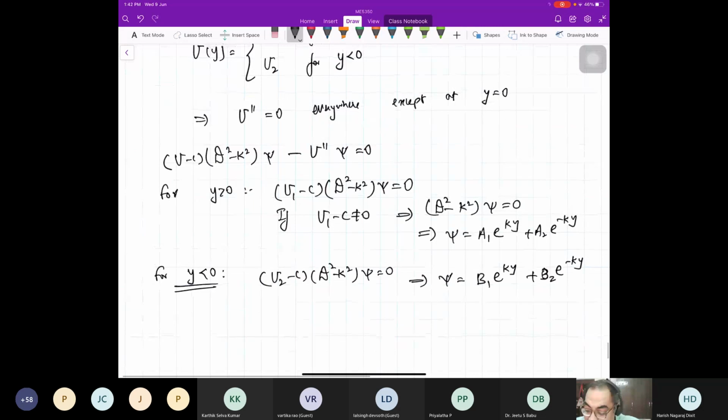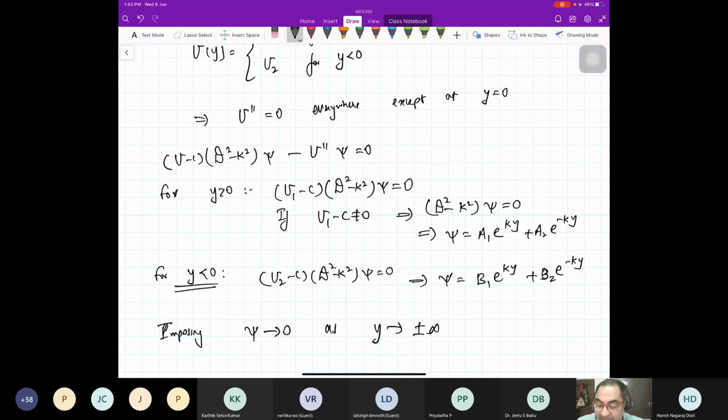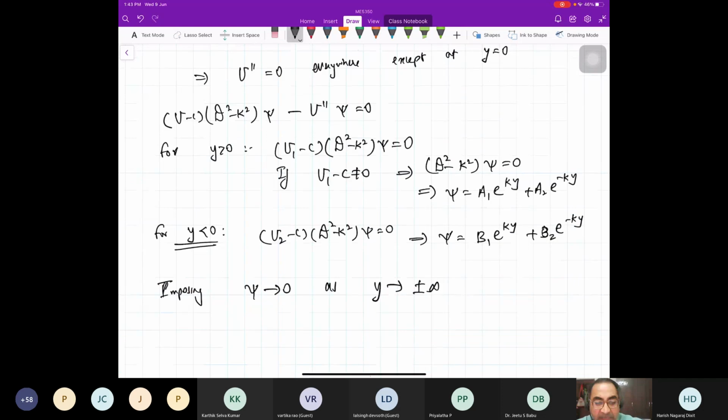By imposing psi goes to 0 as y goes to plus or minus infinity, that's expected, right? Far away from the region of this instability, there is no reason for any disturbance at very, very far away. So I can safely say at y goes to plus or minus infinity, psi goes to 0. And that will only happen when a1 is equal to 0 and b2 is equal to 0.